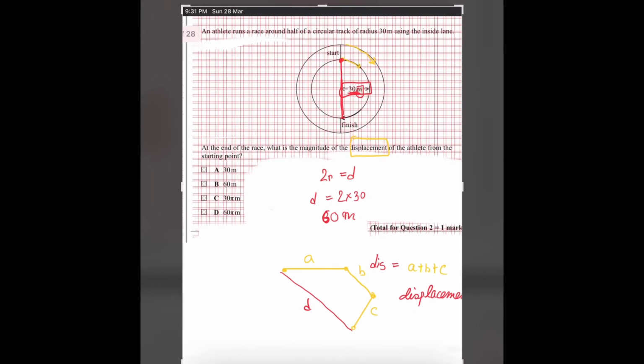So displacement is the shortest distance, and from here to here we will have to calculate this distance. This is the radius, which is 30 centimeter, and this is basically the diameter. 2 into radius is the diameter. So diameter equals 2 into 30, which is 60, and it is in meter, so 60 meter. So the answer to this question is B.